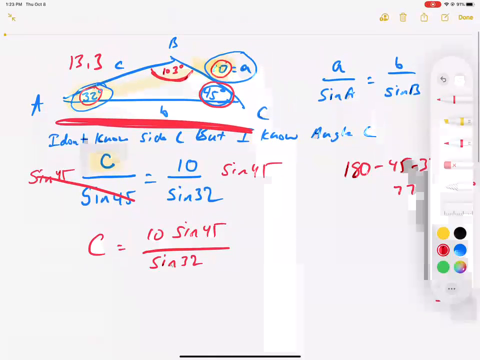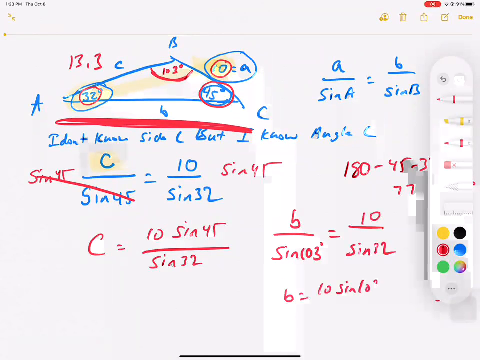So I'm going to write B over sine of 103, I'm sorry, is equal to, and remember, we stick with the same type of fraction, side over angle. Now you could use 13.3 and 45, but that's going to give you a round off error, and you don't want that round off error if you don't have to. Some problems you have to, that's just the best you got. But right now we still have the 10 and the 32. So I'm going to write 10 over sine of 32. And the problem becomes just like the last one. B is equal to 10 sine of 103 over sine of 32.